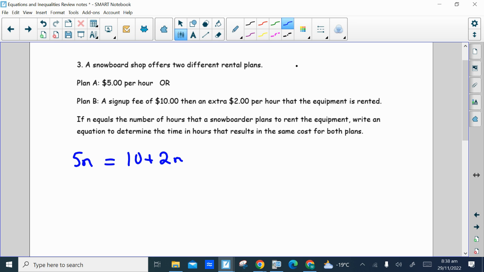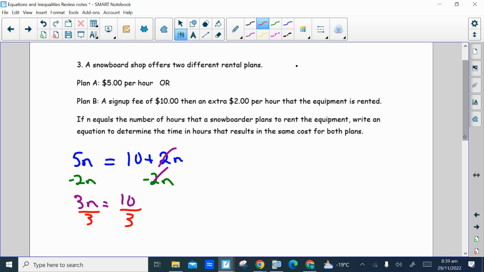Okay, so there's our equation that we want to solve. What is n? What value of n makes the two amounts equal? So I would start by subtracting 2n from both sides. On the right side, the 2n cancels. On the left, 5n take away 2n is 3n, and that equals 10. And then to get n by itself, we would divide both sides by 3.